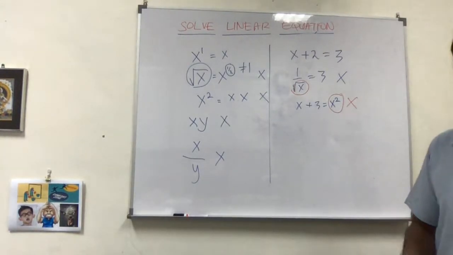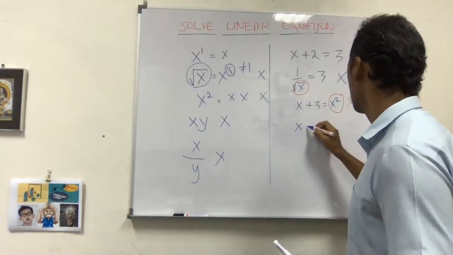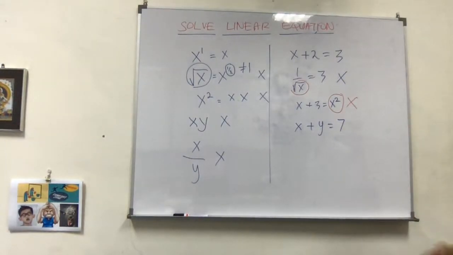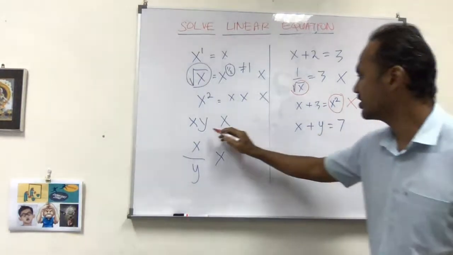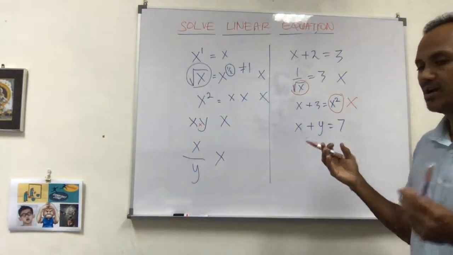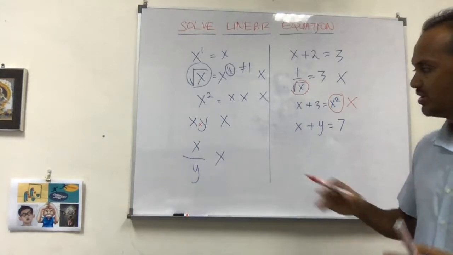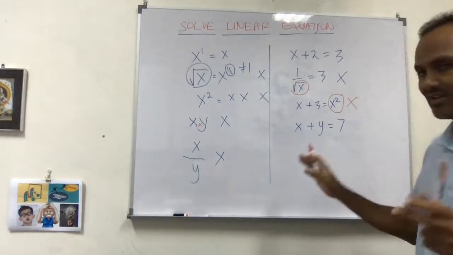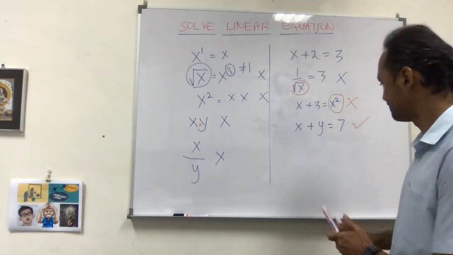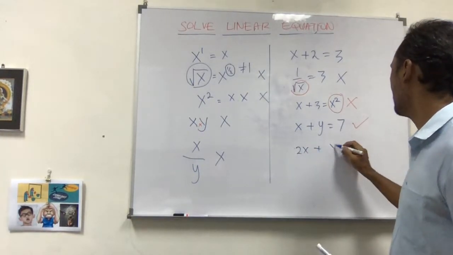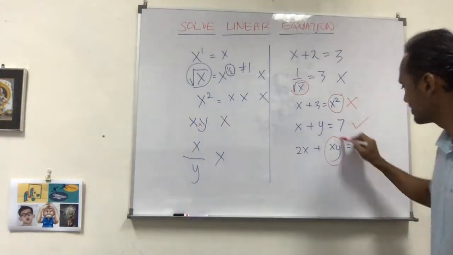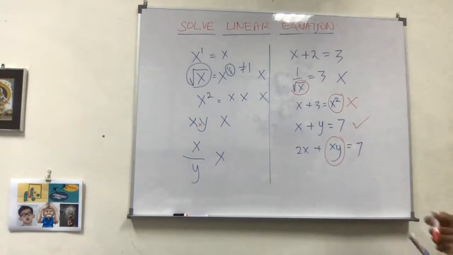Now we have two unknowns, and x plus y equals 7. Is this linear or non-linear? Yes, it is linear because x is not in the form of multiplication with y, another unknown. We cannot have one unknown times another unknown, or one unknown divided by another unknown. It should be separate. So this is linear. Another example, 2x plus xy equals 7. This one becomes non-linear because of this. You guessed it right.